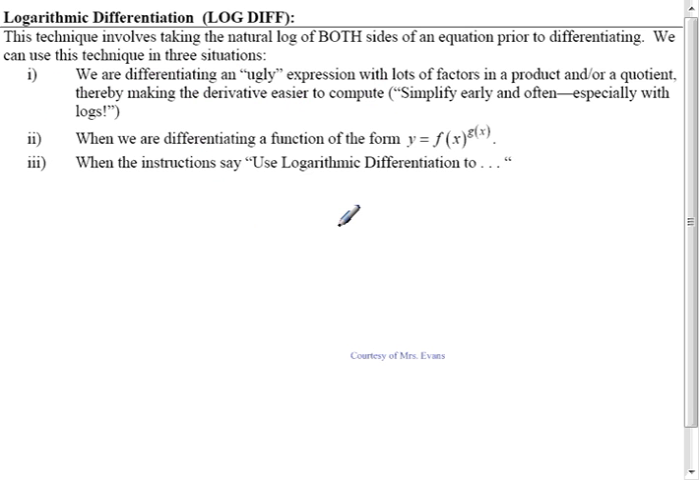This next part, log differentiation. Alright, this is a different kind of technique. If we are differentiating an ugly expression with lots of factors and a product and or quotient, this is an easier way to take the derivative. It's part of that simplifying early. Alright, if we have some kind of function, so this, I told you you weren't ready for it yet, but now you are. If we have a function to the power of another function, we want to use this log differentiation. In the third case, when you'd probably want to use it, is if the directions say use logarithmic differentiation.